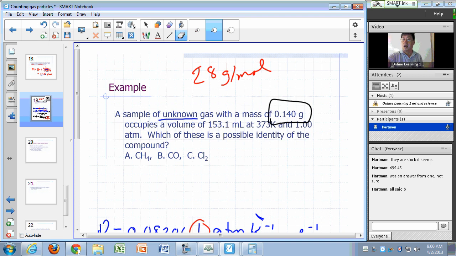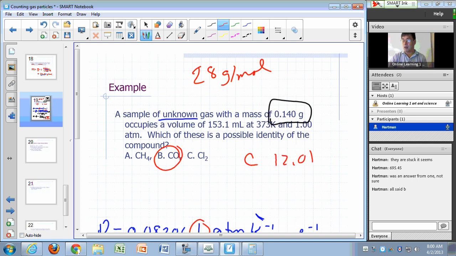Okay, very good. Carbon monoxide. Okay, carbon's 12.01, oxygen 16, so that's 28.01. So 28 grams per mole is closest to the molar mass of carbon monoxide. So that's how you can determine the molar mass of a compound.